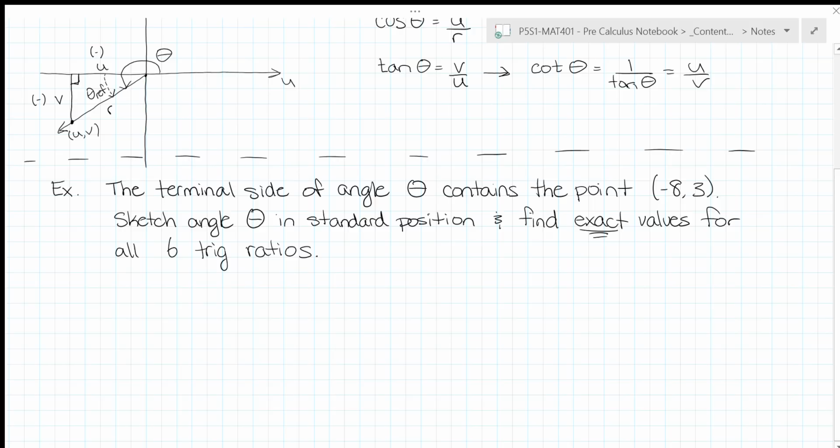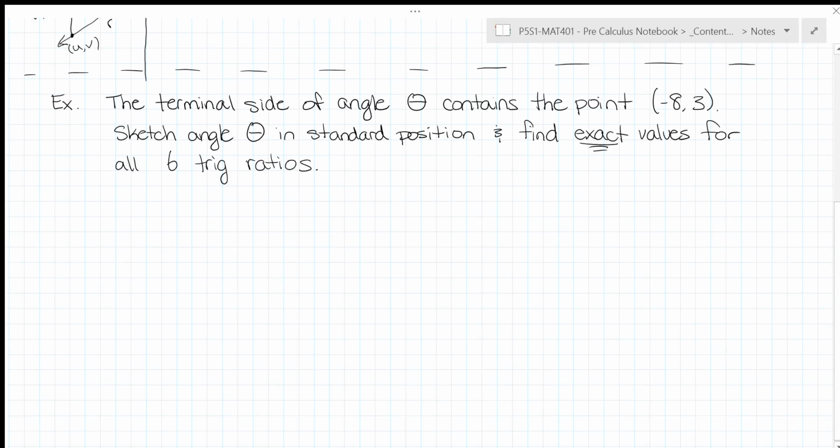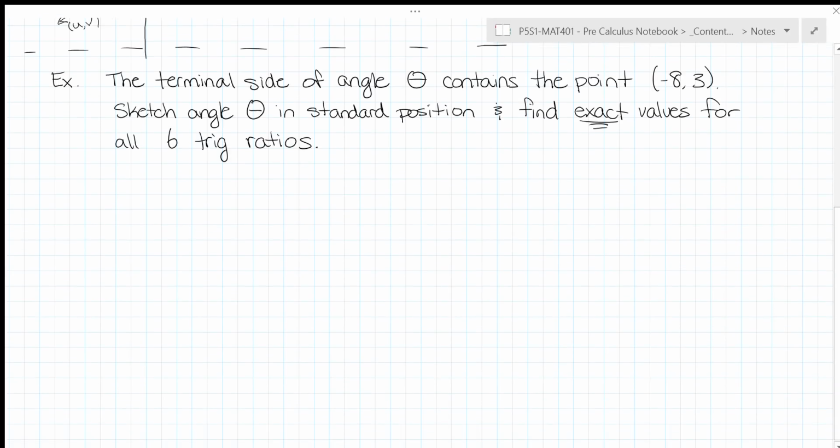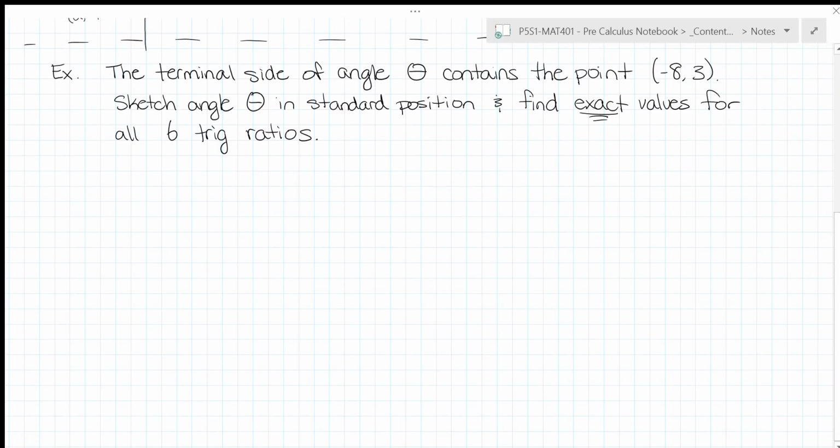So that's it. That's enough information for you to be able to find the rest of the trig ratios. All you know is that in a UV coordinate system, we have the point -8, 3 up here. -8, 3 would be your U and V coordinates, right? U would be -8, 3 is your vertical. That's going to be out somewhere in quadrant 2.